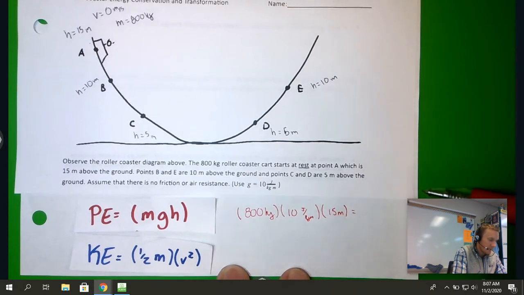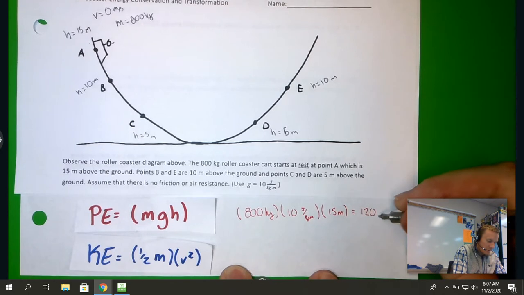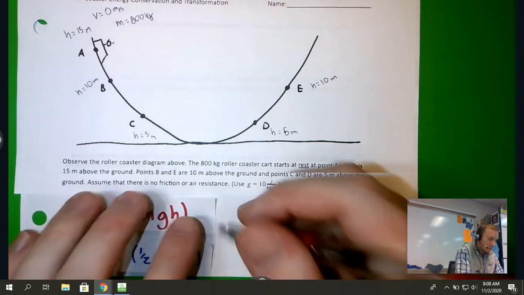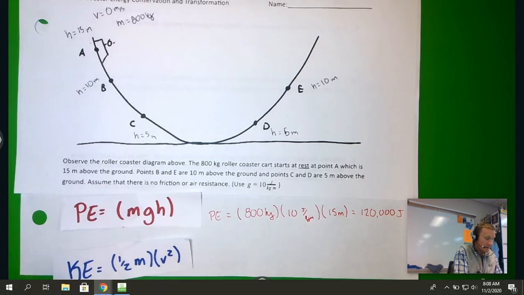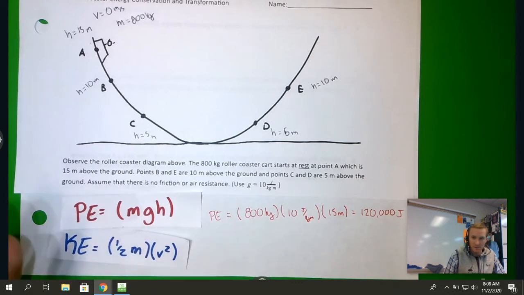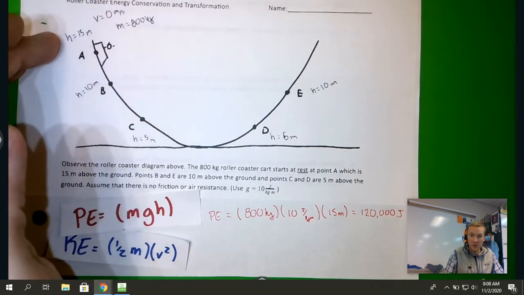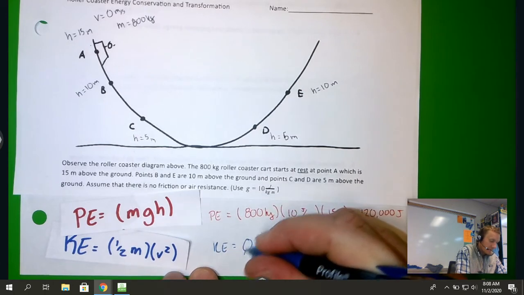So I'm taking all the variables from point A. And when you take 800 times 10 times 15, you should end up with 120,000 joules of energy. Okay, so at point A, our potential energy is equal to 120,000 joules. Now let's figure out the kinetic energy at point A. Well, we actually don't have to do any calculations because we know that at point A, the velocity is 0, right? It's starting from rest. So if the velocity is 0, that means our kinetic energy has to be 0.